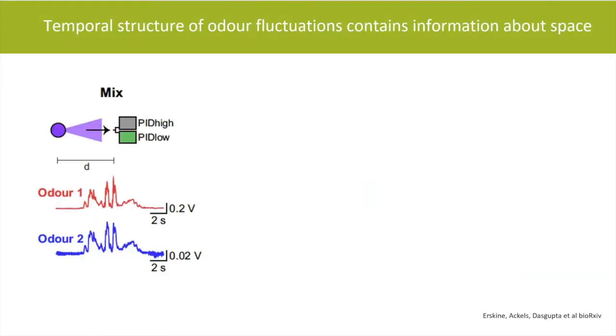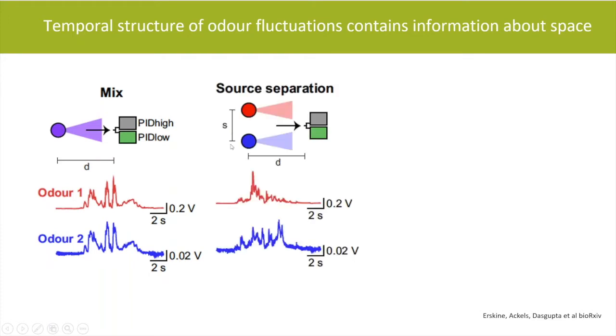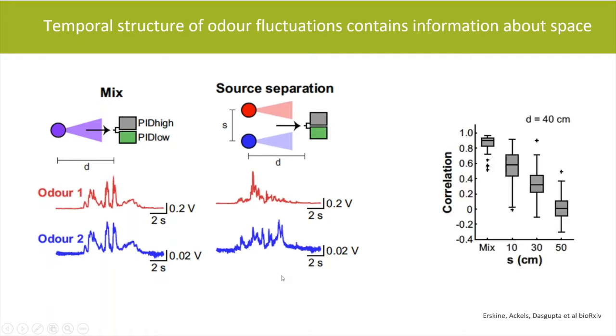Now, when we presented odors from a single source or as a mixture, firstly, what we observed was the rich temporal dynamics, as you can see in these raw traces. Further, what we observed was that the odor plumes from the two different odors were highly correlated among themselves. Further, when the odors were separated by as little as 50 centimeters, the plumes seemed to be quite uncorrelated, as you can see from this plot.